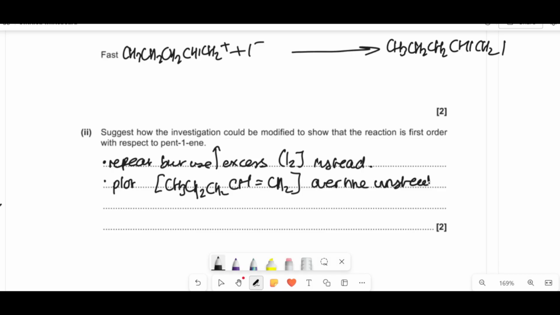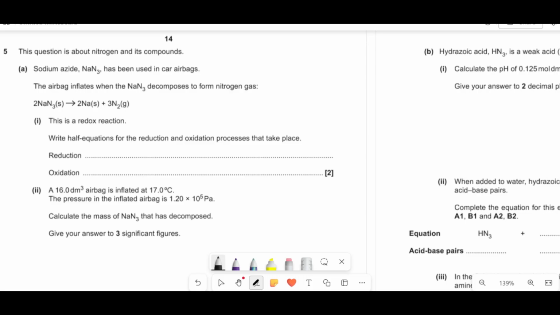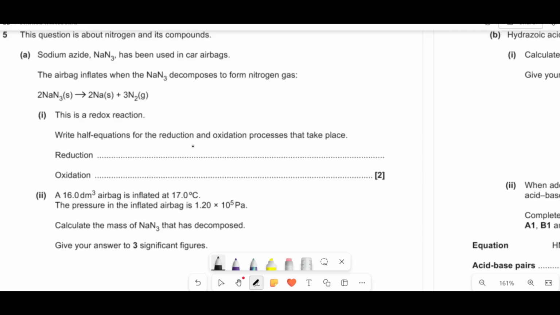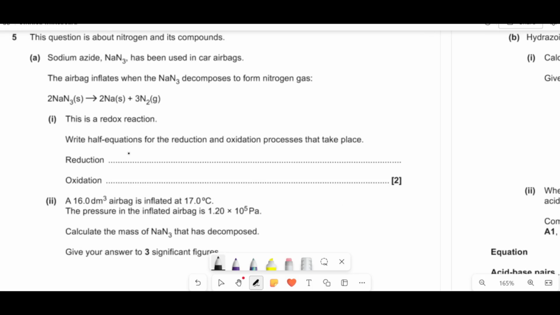There you go. So this question's about nitrogen and its compounds. Sodium azide, NaN3, has been used in car airbags. The airbag inflates when NaN3 decomposes to nitrogen gas, and there's that equation. It says this is a redox equation, write half equations for the reduction and oxidation processes that take place.